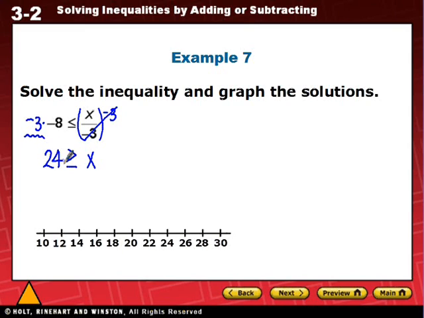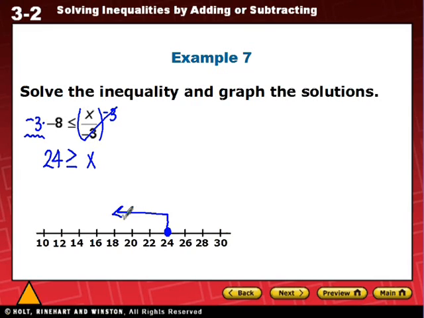And then read it from right to left. X is less than or equal to 24. I find it easier to think about it that way than saying 24 is greater than or equal to x, but whatever way works for you is fine with me. So I'm going to put my dot on 24. And then I'm thinking x is less than that, so I'm going to draw my arrow to the left.